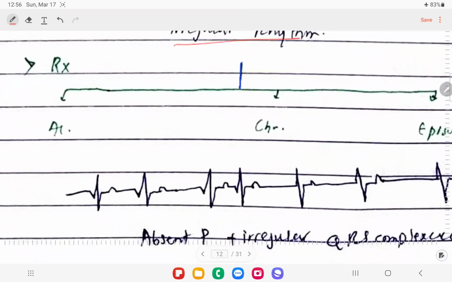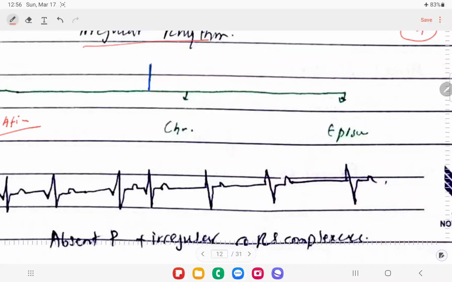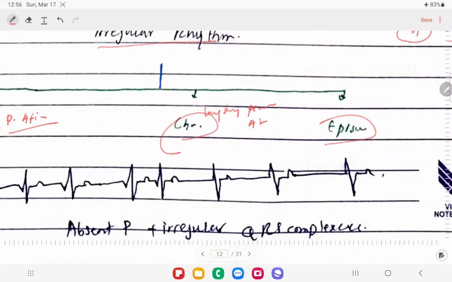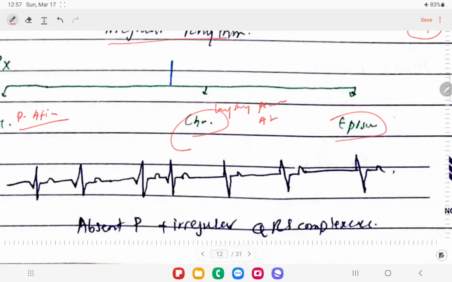So how are we going to treat this patient? The treatment depends on whether the patient is having paroxysmal AFib, that means acute atrial fibrillation, or if the patient is having long-standing, persistent atrial fibrillation, that means chronic, or sometimes if the patient is having episodic atrial fibrillation.